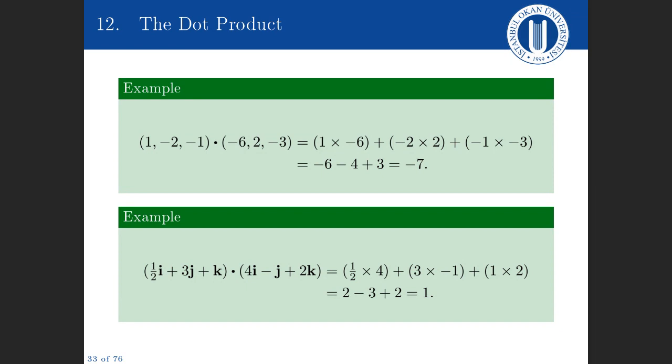Another example, a half i plus 3j plus k dot 4i minus j plus 2k. Again, multiply the first numbers together, a half multiplied by 4. Multiply the middle numbers together, 3 multiplied by -1. And then multiply the third numbers together, that's 1 multiplied by 2. And then add these three numbers together and we get the answer 1.